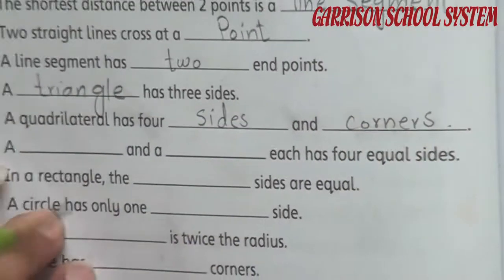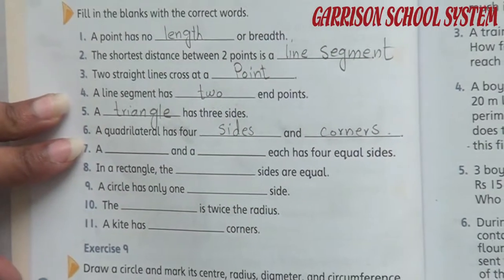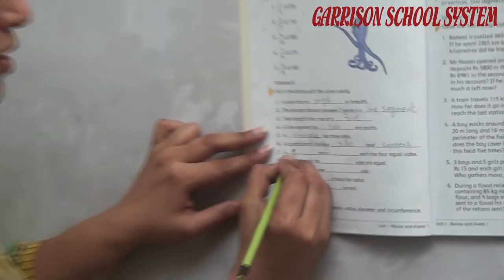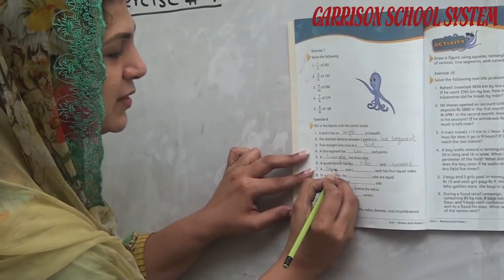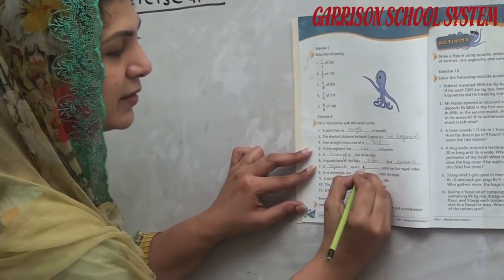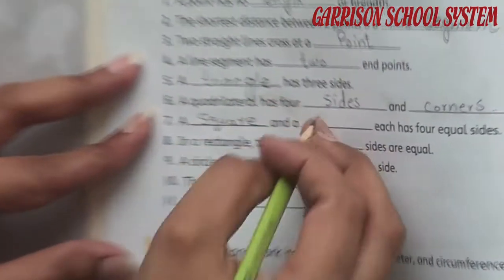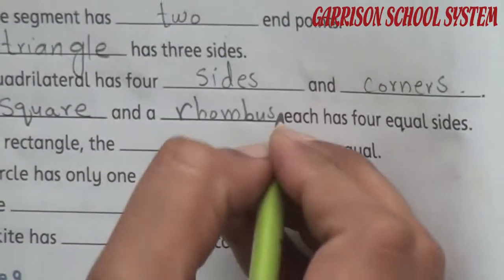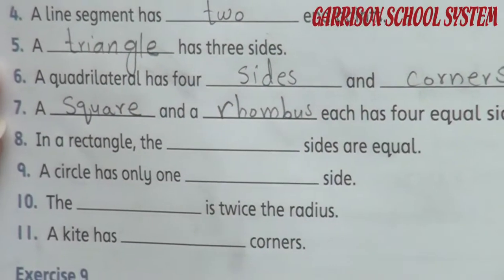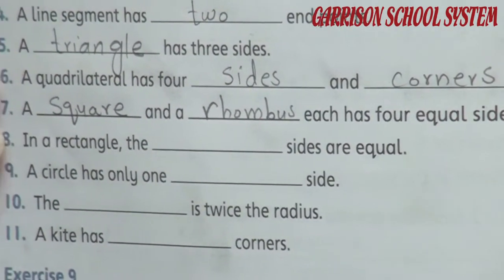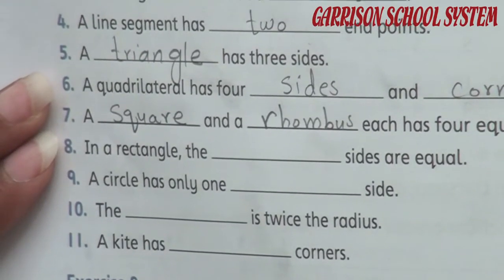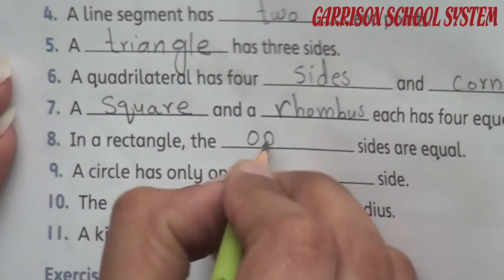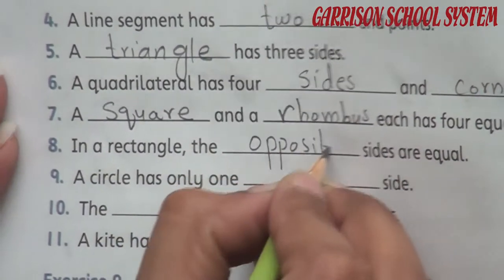In this way, the seventh one, a dash and a dash have 4 equal sides. Square also has 4 equal sides, and rhombus, each has 4 equal sides. And next is, in a rectangle the dash sides are equal. In a rectangle the opposite sides are equal. We will write here opposite.